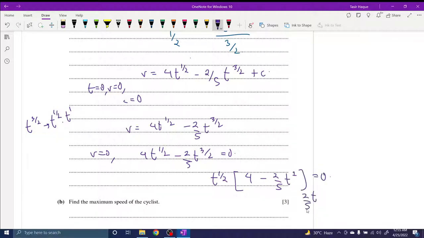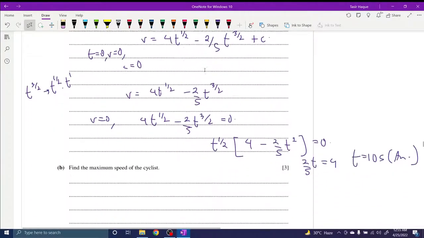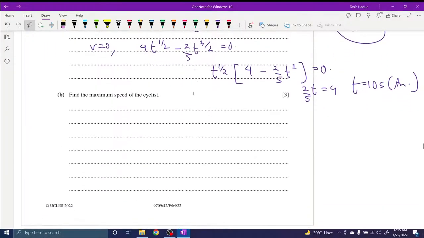So 2 by 5 t is equal to 4, right? 4 into 5 by 2. We get a value of t is equal to 10 seconds. That's our answer. This is when the cyclist comes to rest again. So k is actually equal to 10. Okay, that's it. Now we want to find out the maximum speed of the cyclist.